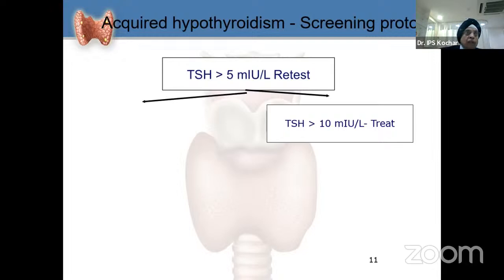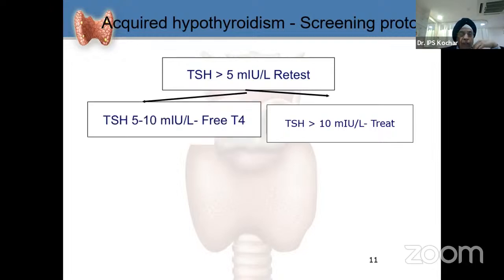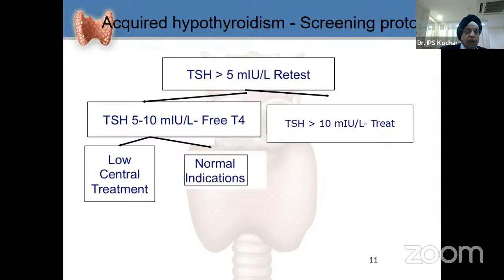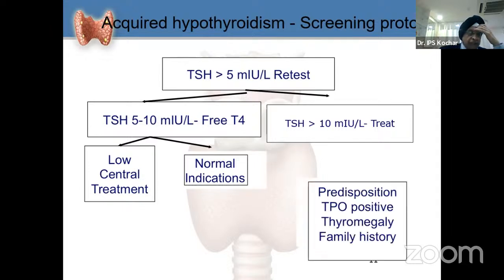If the TSH is between 5 to 10, what do you do then? Then you do an FT4. If the TSH is between 5 to 10 and FT4 is low, that means it is most probably central hypothyroidism. So TSH 5 to 10, low FT4, central hypothyroidism. If the TSH is 5 to 10 and FT4 is normal, then we have to follow up these patients, see them again. See if it is a female child, if the antibody titers are positive, if there's a goiter, follow them up.